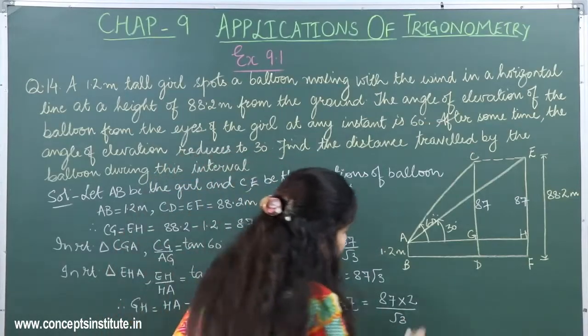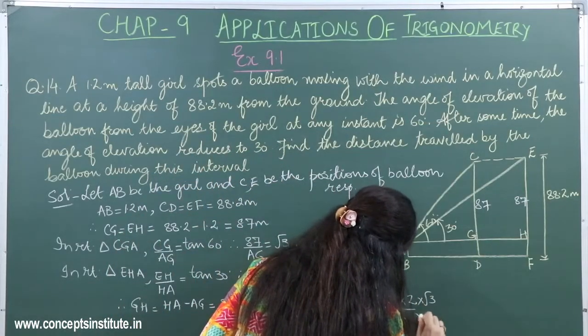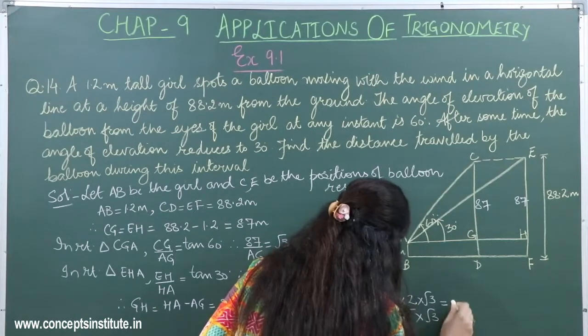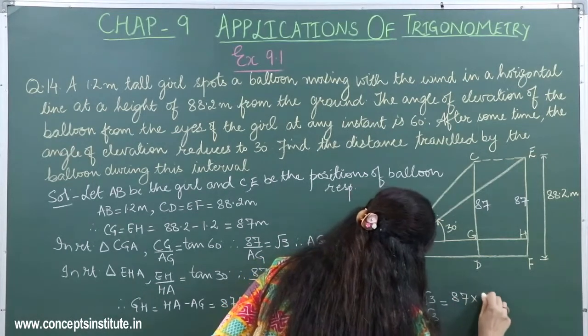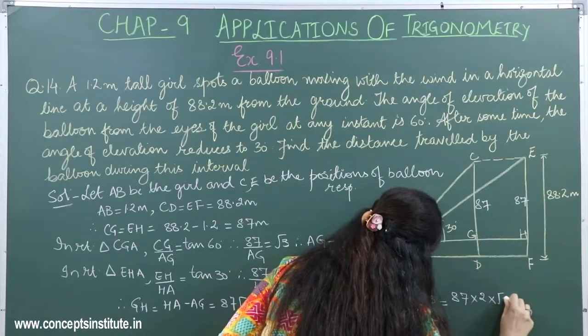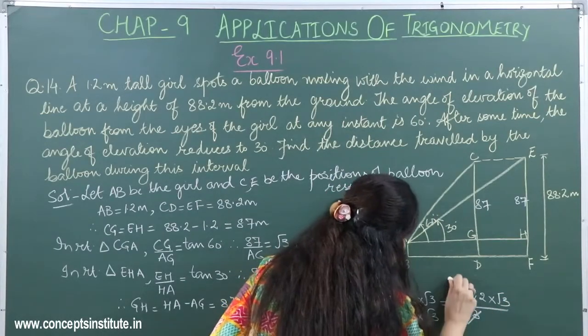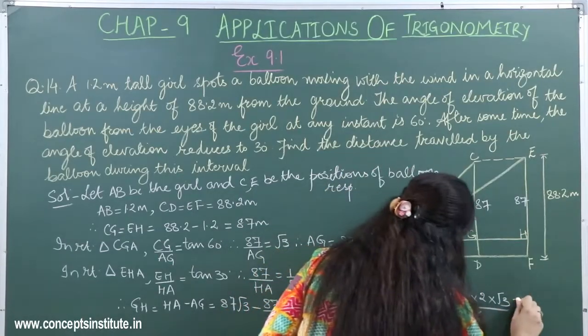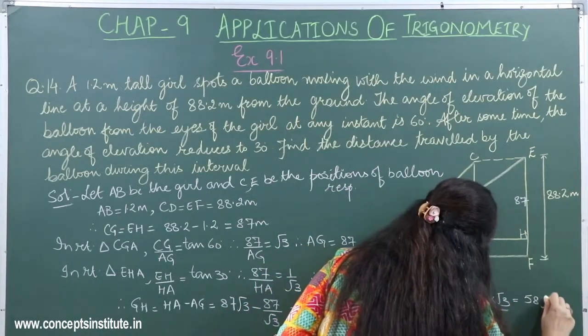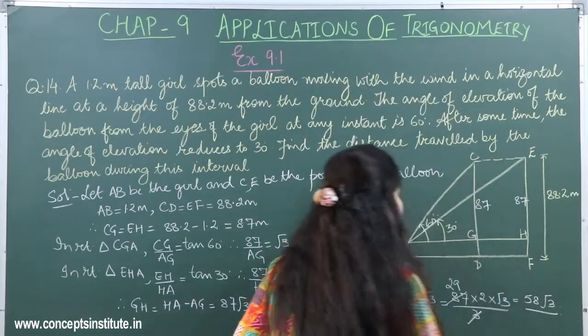But I have to rationalize it. So into root 3 into root 3. So what would I get? 87 into 2 into root 3 upon 3. Now if I cancel it out, I get 29. So 29 into 2 is 58. So what I have got is 58 root 3.